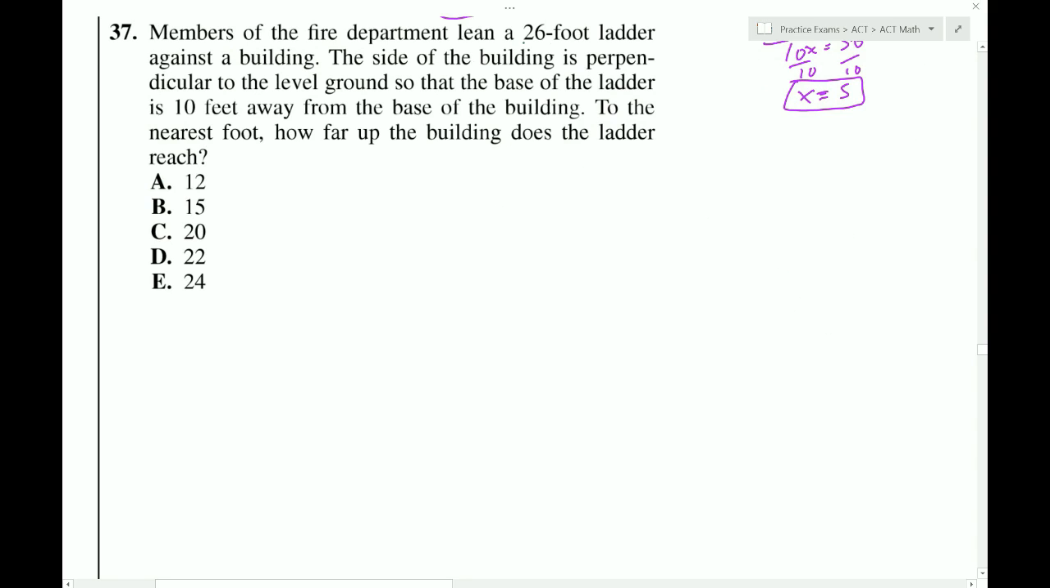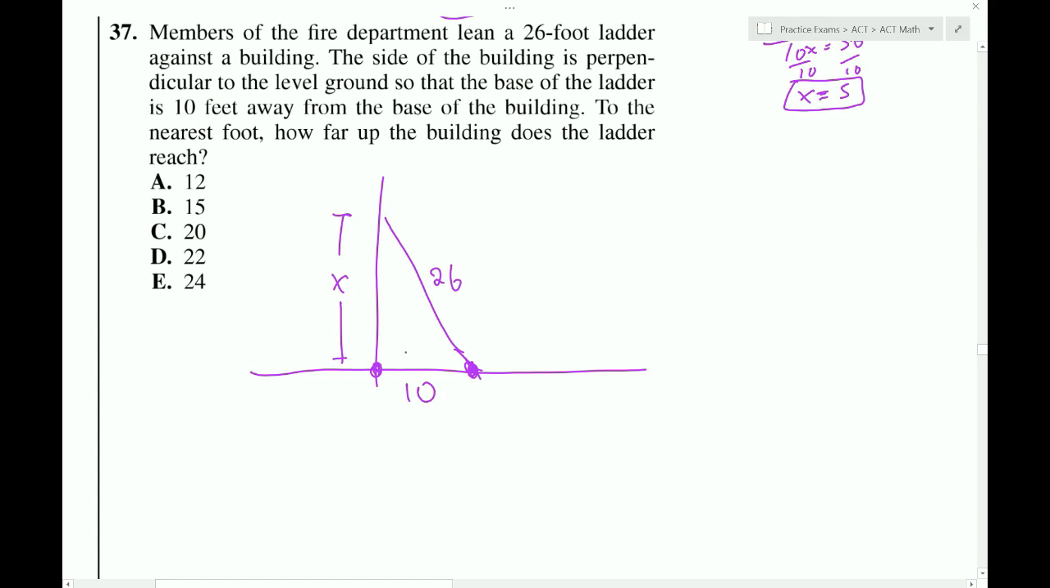Members of the fire department lean a 26-foot ladder against the building. So there's the building, here's a ladder leaning against it, and here's the floor. The ladder is 26 feet long. The base of the ladder, the bottom of the ladder, is 10 feet away from the base of the building, so this measurement is 10 feet. To the nearest foot, how far up the building does this ladder reach? So we're looking for this.